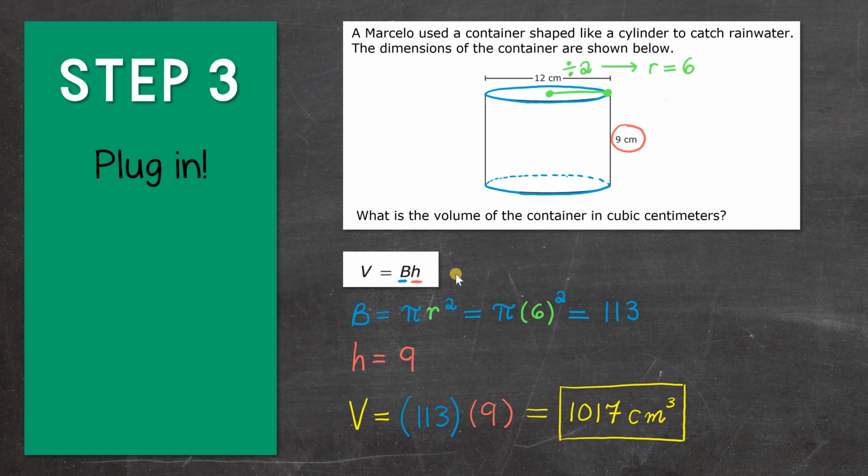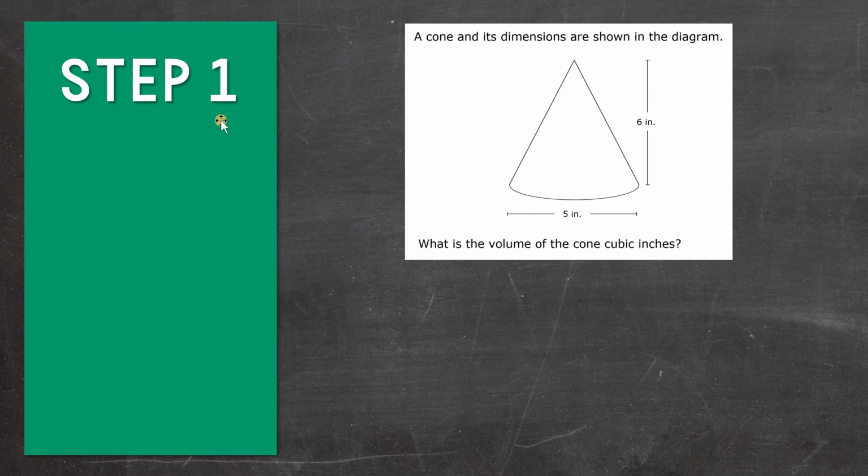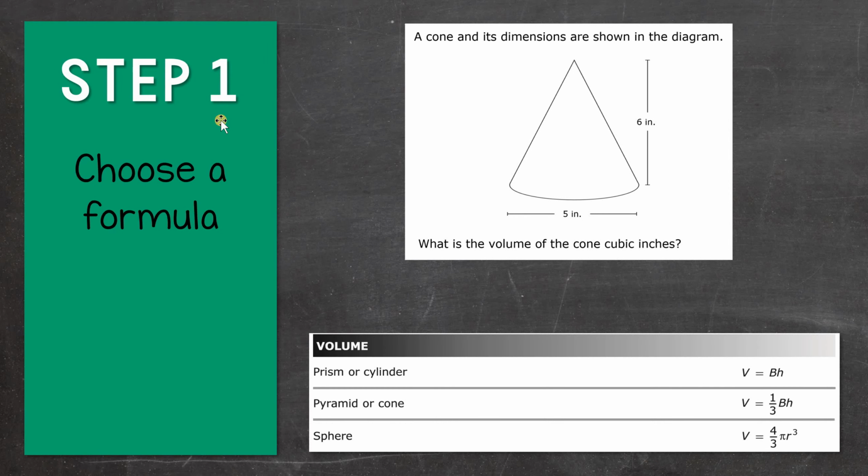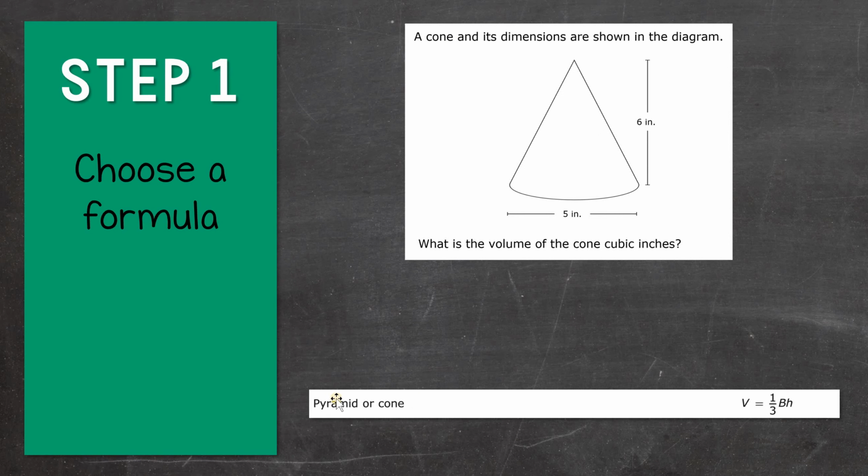That one was a little bit more work because we had to find b, but it was basically the same structure. So we're going to do this one more time with a different shape. We've already done spheres and cylinders, so let's do a cone. The first step, what was that? We need to choose a formula, okay? So we have a picture of a cone. It's going to always tell you what the shape is. It's a shape of a cone. So we're looking for this formula right here.